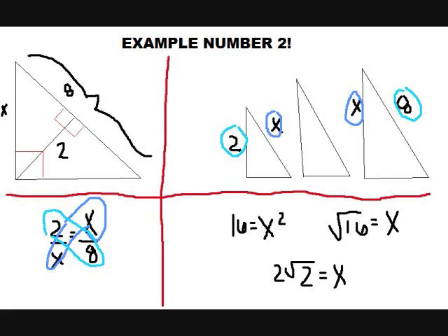Next you go down to writing the proportion, so 2 over x equals x over 8. Then you cross multiply. 8 times 2 is 16 and x times x is x to the second power. Then you're going to cancel out both by finding the square root of 16 equals x. Then you're going to simplify your answer. 2 square root of 2 equals x.